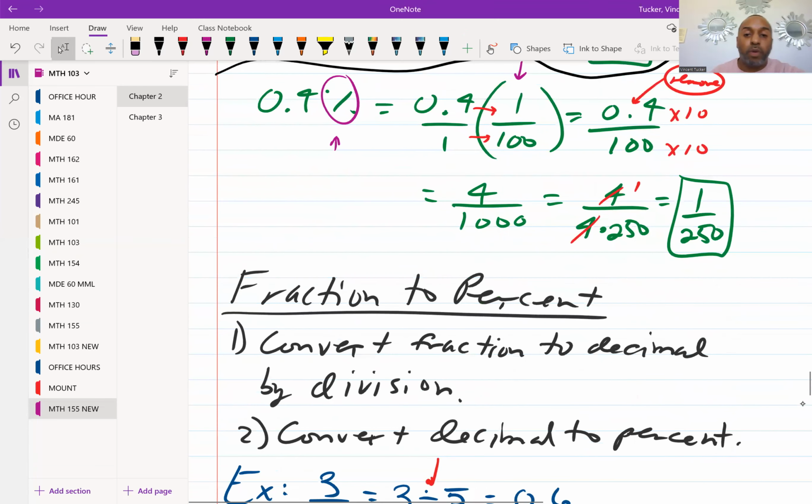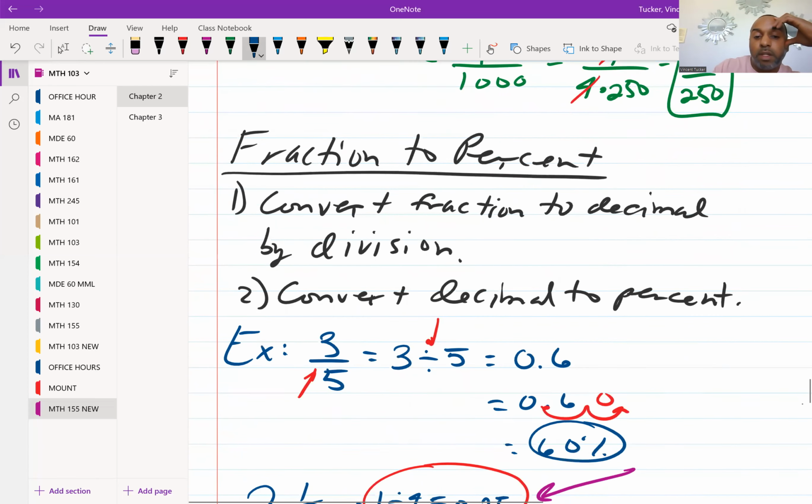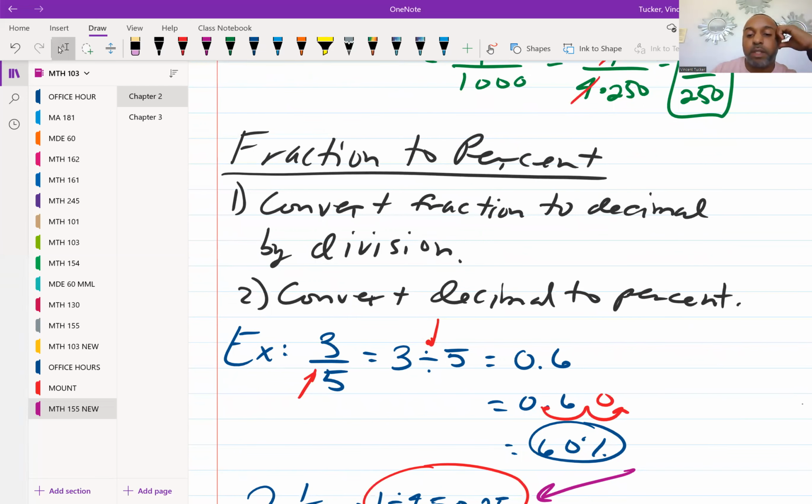Last type of conversion. We want a fraction to percent. So you convert your fraction to decimal by division and then convert the decimal to percent. All right, so if I have 3/5, you throw that in your calculator to get 0.6. And then convert that decimal to a percentage like we talked about previously. You just move your decimal two places to the right and place your percent sign, so that's 60%.